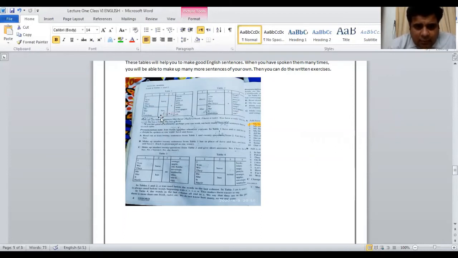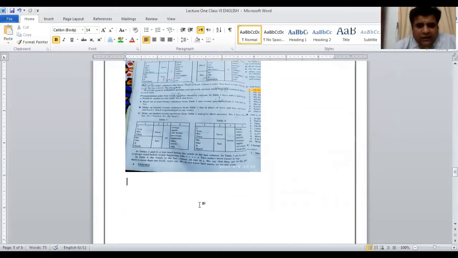When you see box number 2, not table 1, box 2, there is written "have" and below it "has". So this is the use of have and has. I want to write for you, dear students, "I have a book." Now look here, this is "I have a book." So what will you say for she? You will say "she has a book." You will not say "she have a book." It would be wrong. "She has a book" is correct.